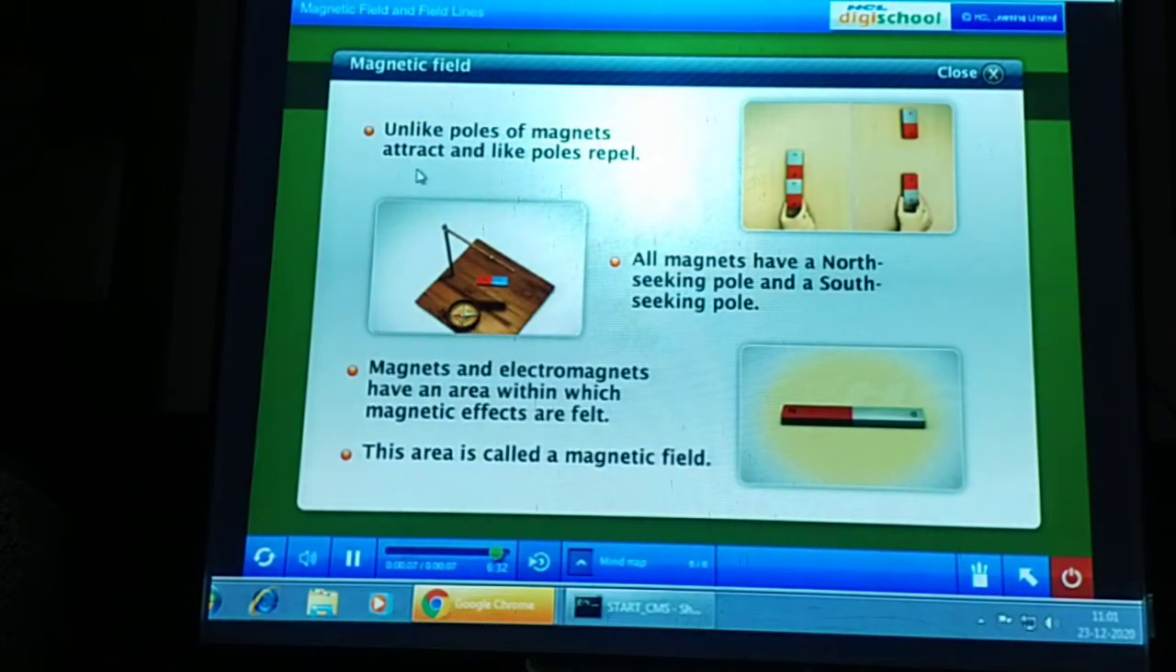Unlike poles of magnets attract and like poles repel. All magnets have a north seeking pole and south seeking pole. Magnets and electromagnets have an area within which magnetic effects are felt. This area is called magnetic field.